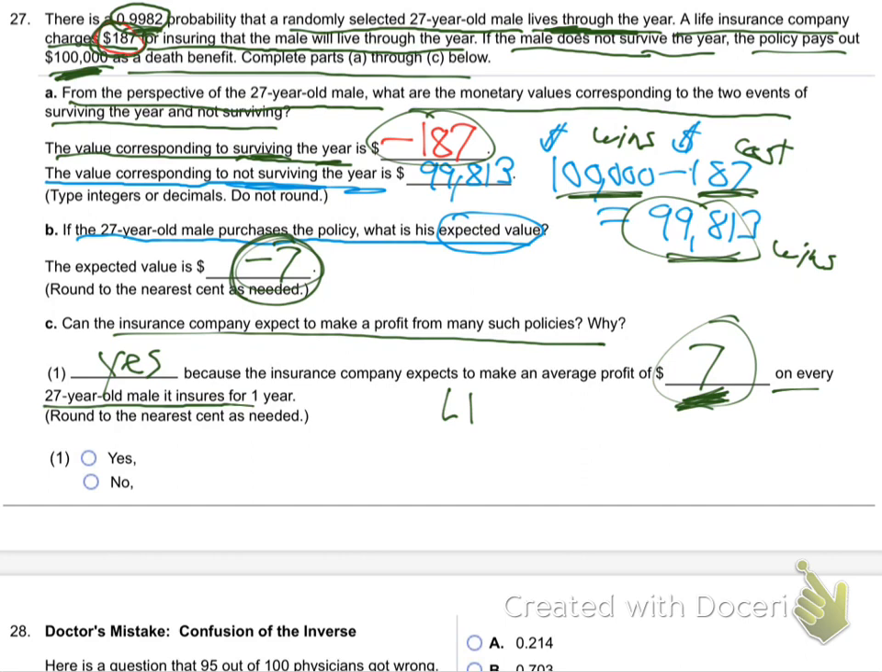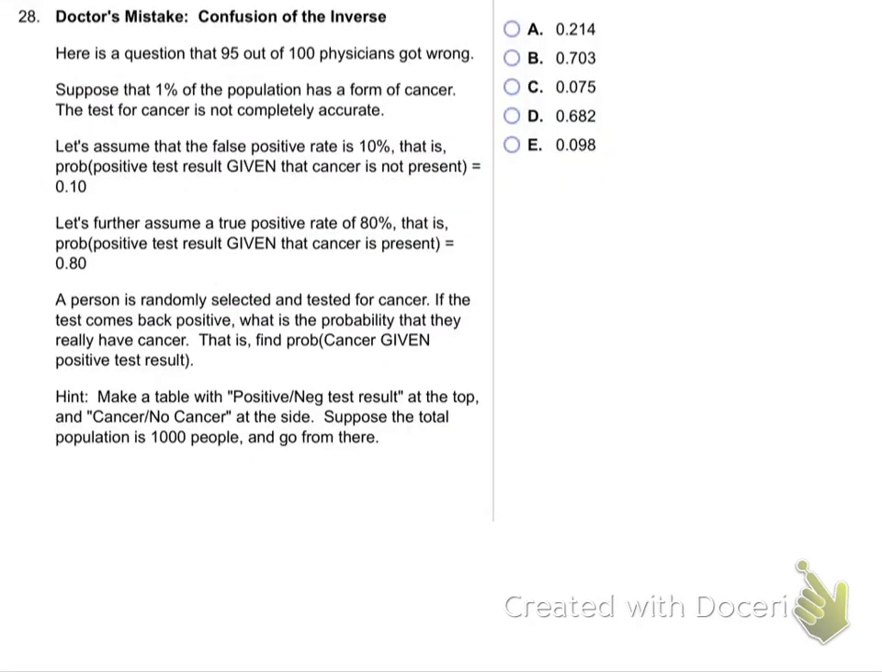There we go. Okay, last one, problem number 28. Doctor's mistake, confusion of the inverse. This is a famous question. Here's a question that 95 out of 100 physicians got wrong.